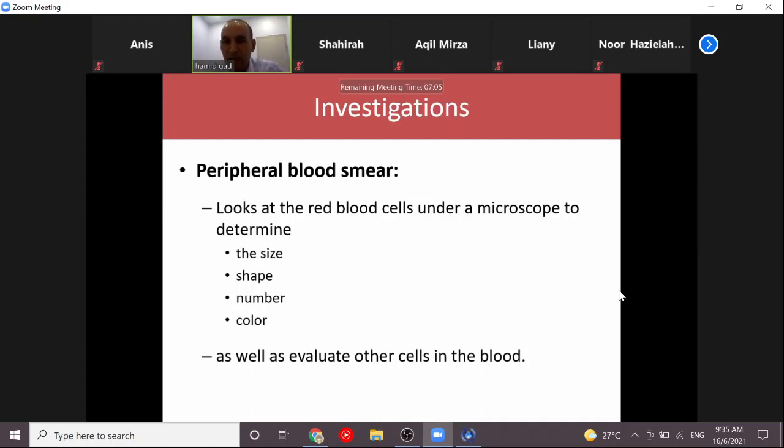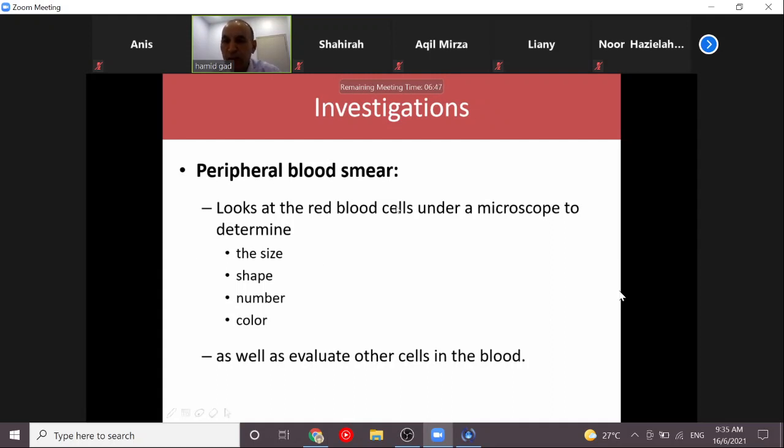Very easy, very cheap investigations and very fast information. Within 1 hour, you can get the results or less than that. So peripheral blood means you have to do a blood smear, and in the blood smear, you have to look for all 3 things: the red blood cell, the white blood cell, and the platelets.